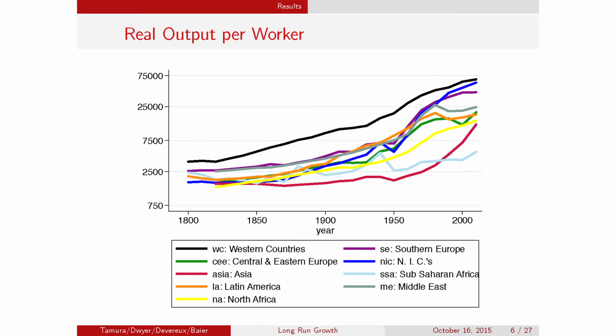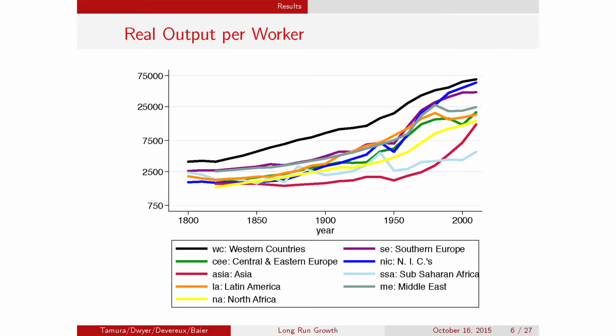You have this emerging or middle income group. This is the growth of India and China pulling up Asia. And then you have the bottom group, which is the 48 countries of sub-Saharan Africa. Okay, so that's what the distribution of output looks like.